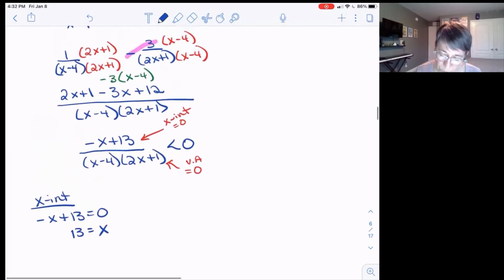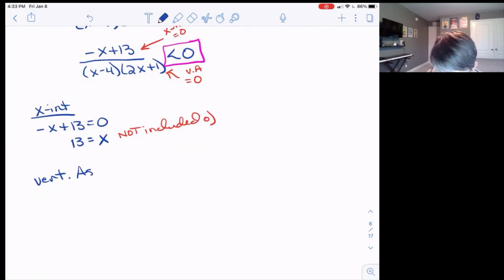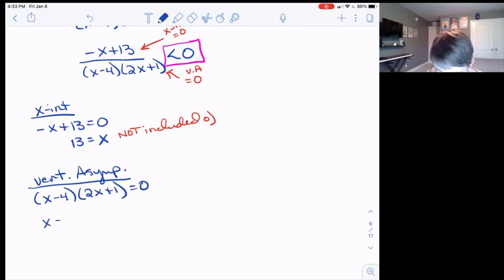Now remember, in our original, it's less than 0, not or equals to. In this case, none of those points are going to be included. So we're going to have an open circle or parenthesis. Then to find our vertical asymptote, we are going to set our denominator, which is already factored, x minus 4 times 2x plus 1 equals 0. So that gives us an x value of 4 and a negative 1/2. Now these denominators are never included. So again, we're going to use an open circle and parenthesis.